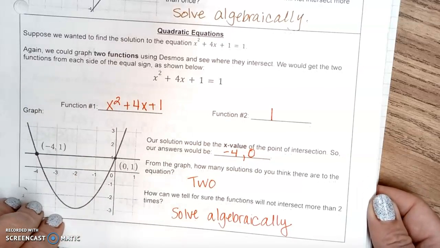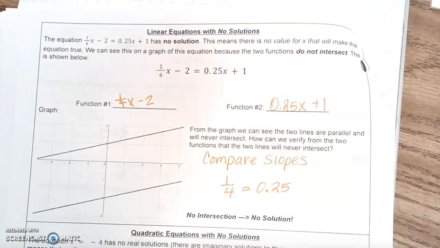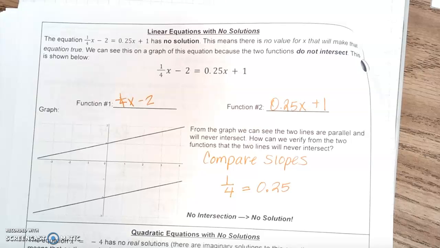All right. Anybody still writing? All right. Let's look at the top box on the back. It says linear equations with no solution. So the equation 1/4 x minus 2 equals 0.25x plus 1 has no solution. This means there is no value of x that will make the equation true. We can see this on a graph of this equation because the two functions do not intersect.